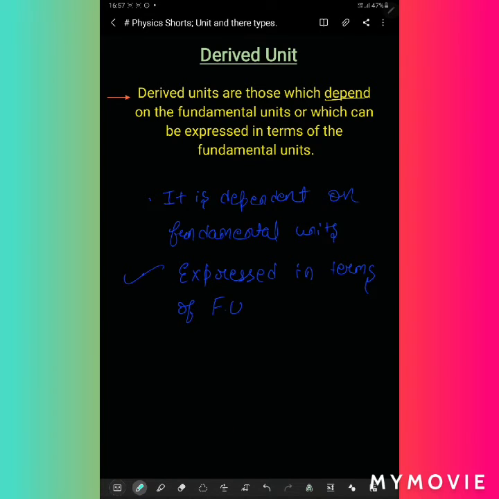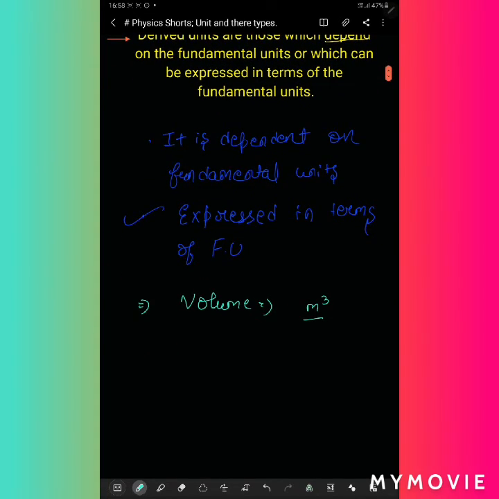Suppose I have taken volume. The unit of volume will be meter cube. This is also a unit. I explained that a unit is a thing through which we can measure the value of something. So we can measure the volume of something by using this meter cube, or length cube, whatever we say. The SI unit of length is meter, so I am using meter cube here.